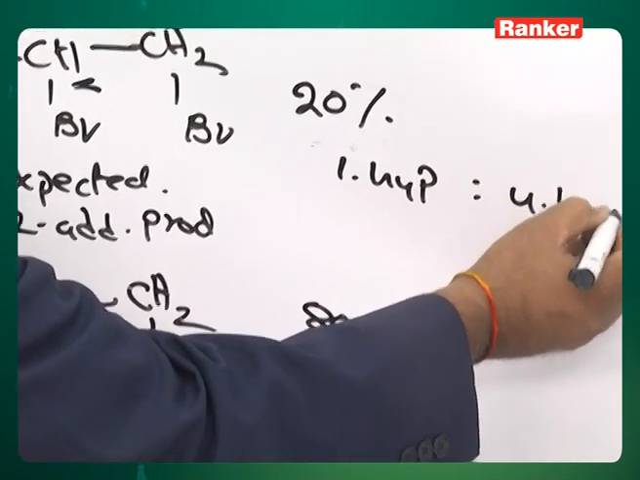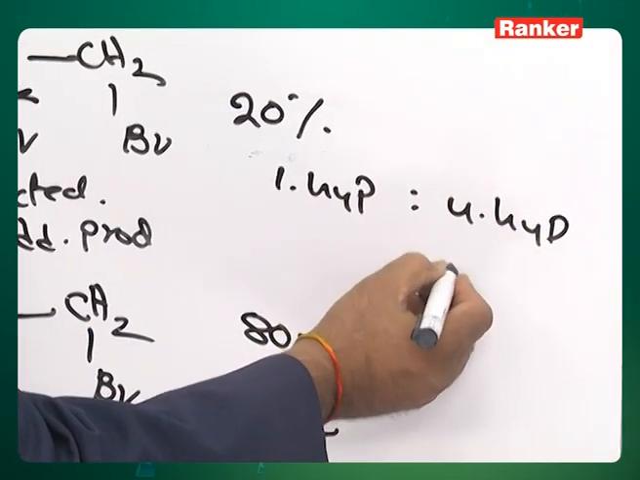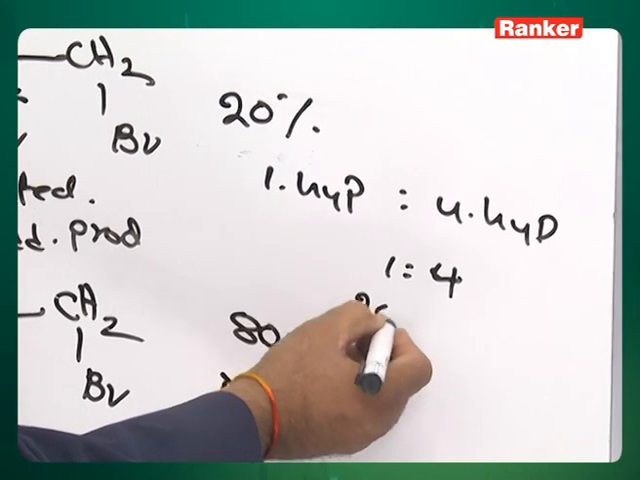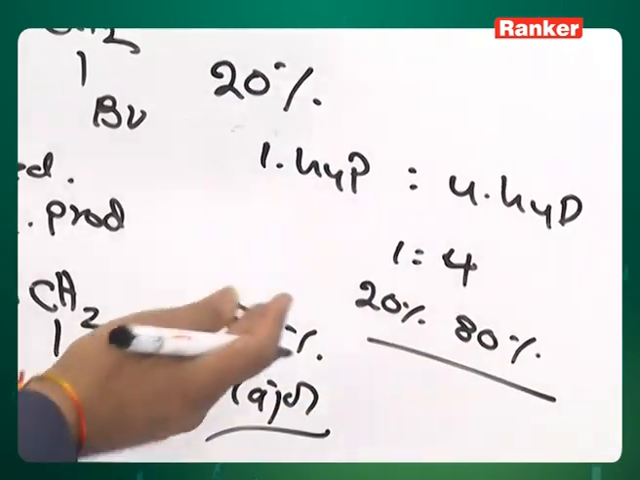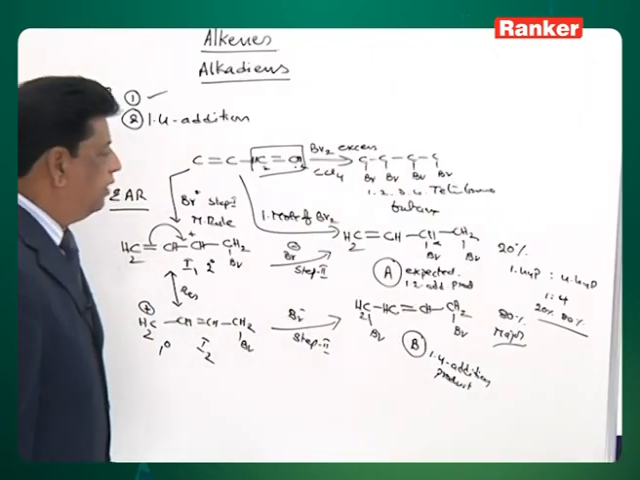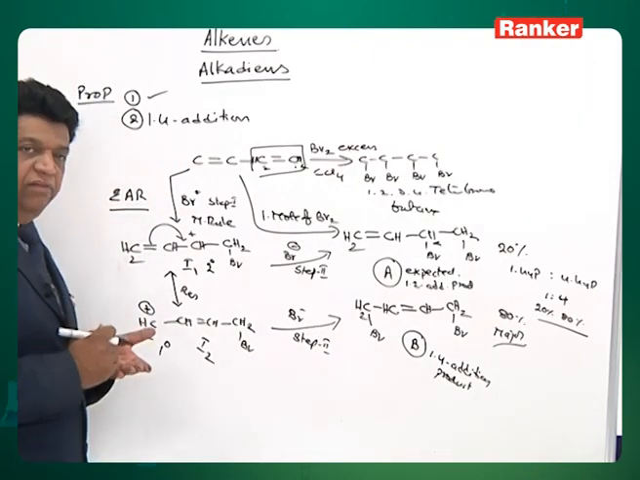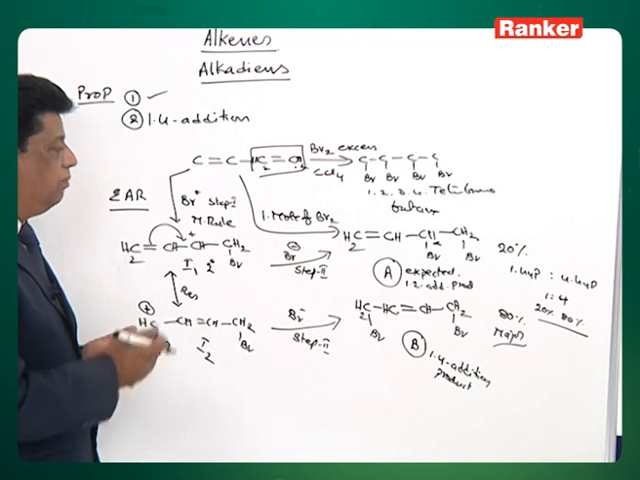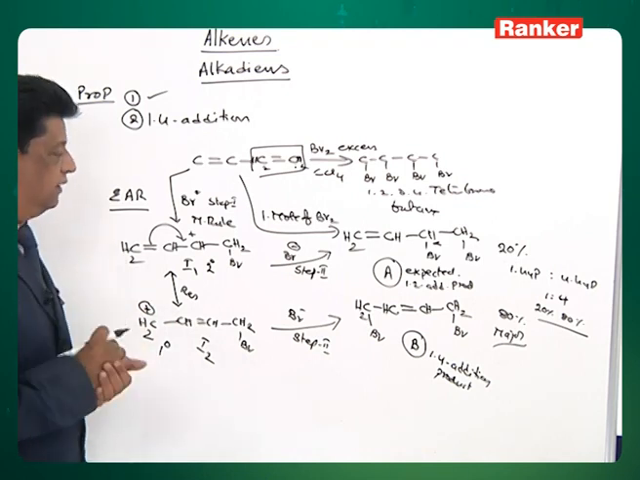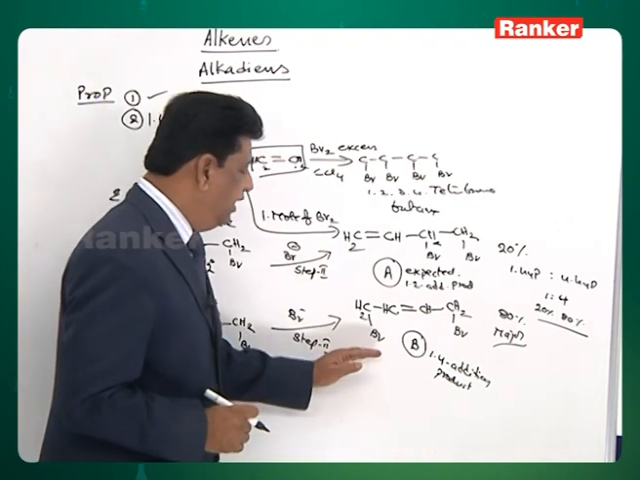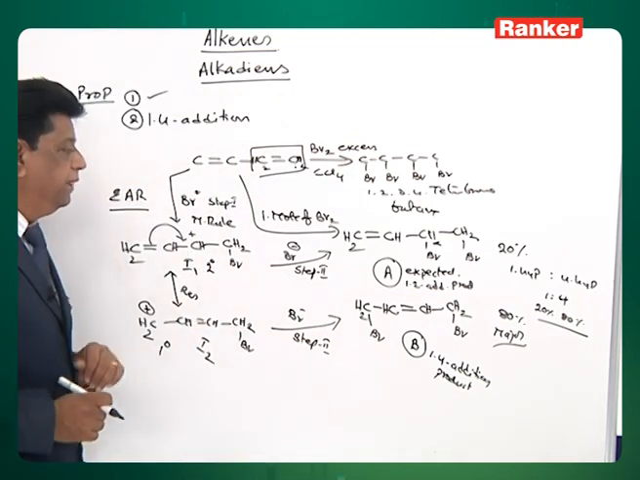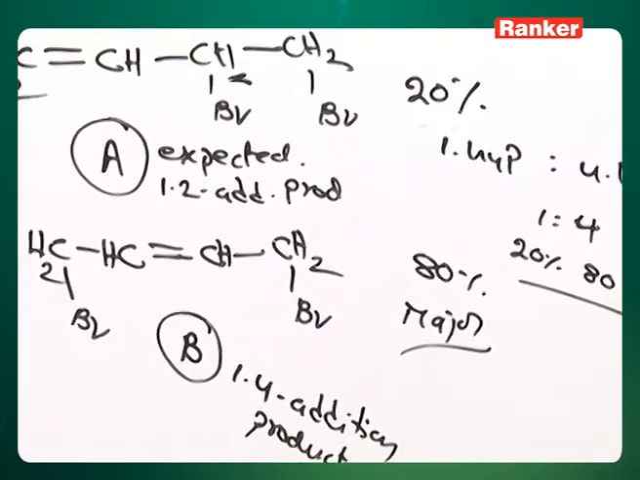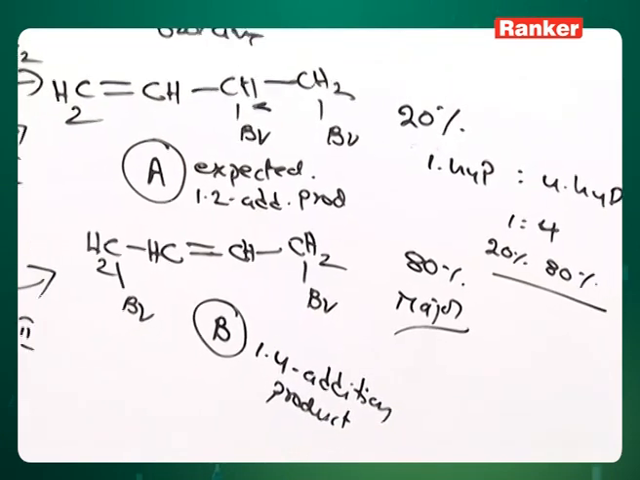So, what is the ratio? 1:4. That means 20% and 80%. Logically, from the theory also you are getting the same thing. 1:4 means 1 by 5 into 100, 4 by 5 into 100 is 80%, isn't it? So, how beautifully the 80% formation is explained by the theory here and backed by this mechanism.